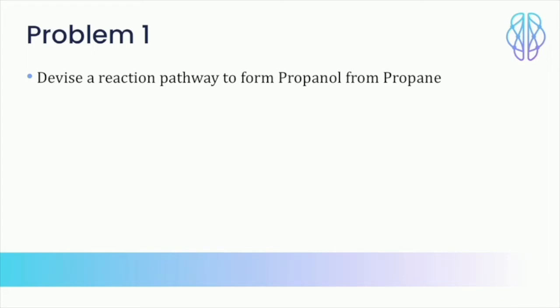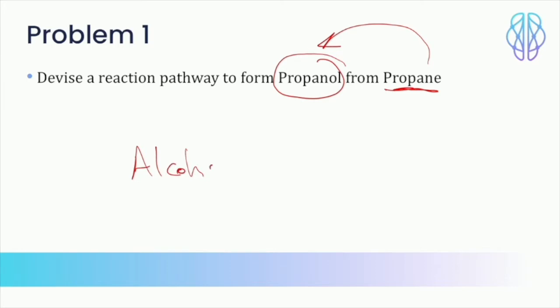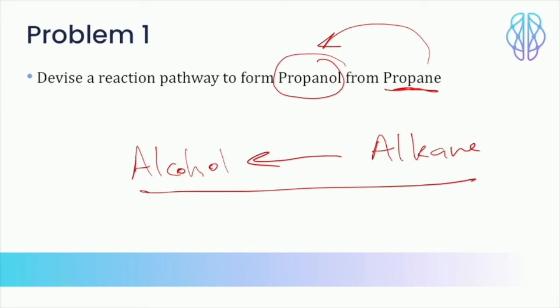So the first problem states: devise a reaction pathway to form propanol from propane. So it's really important to read the question. It's not asking you to form propane. It's asking you to form propanol from propane. So you're starting with the propane. In effect, we're making an alcohol from an alkane. And that's what we're going to look for in the map.